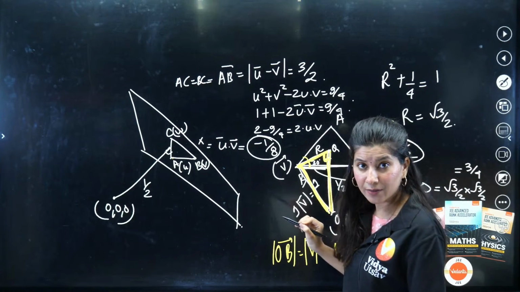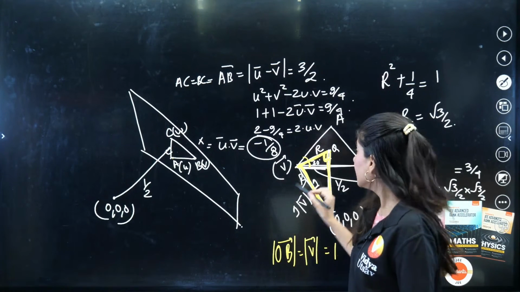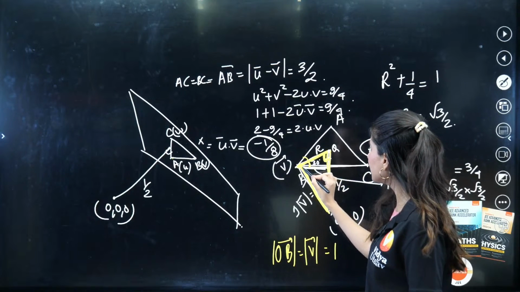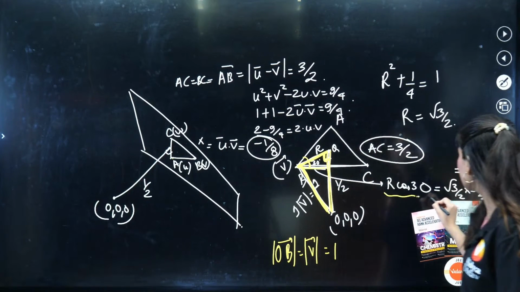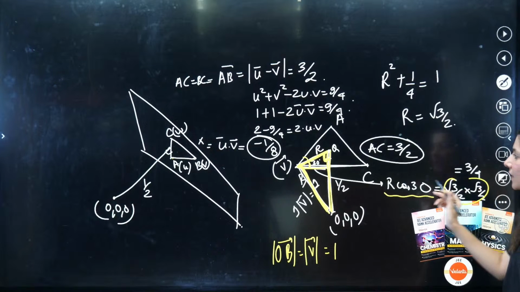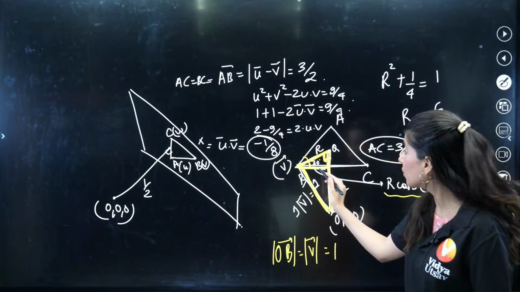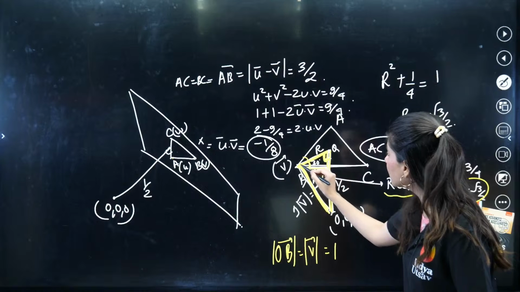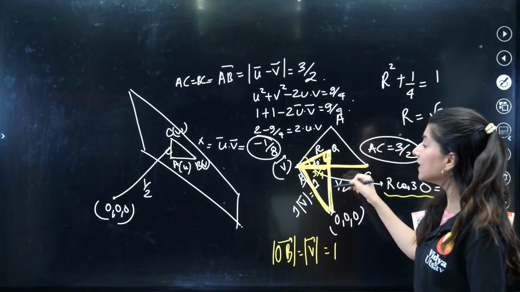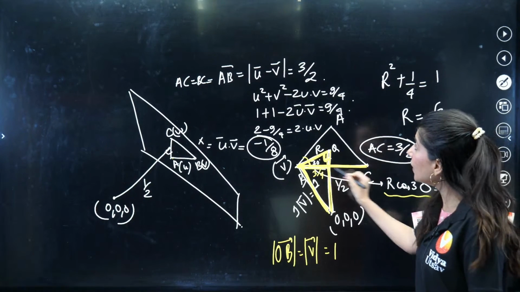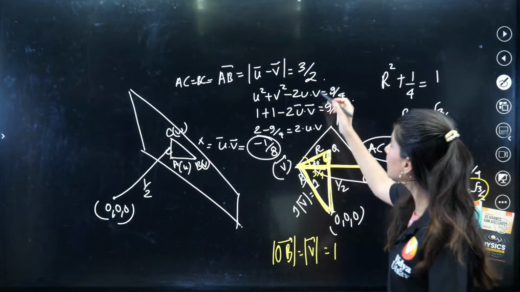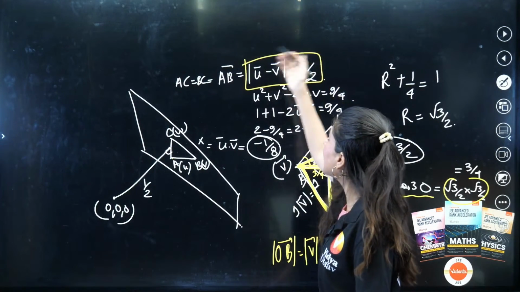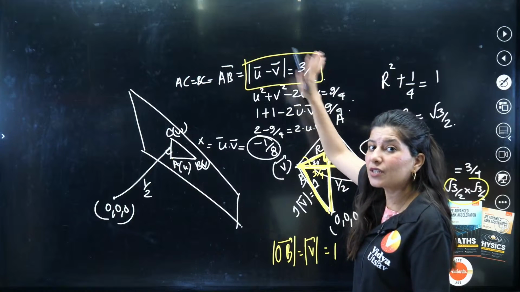So this is R. R is root 3 by 2, so this is root 3 by 2 cos 30 degrees. Root 3 by 2 cos 30 degrees is 3 by 4. So this value is 3 by 4, and the whole length BC is 3 by 2. So the whole length BC, AB, AC is nothing but 3 by 2. Now you just square it.